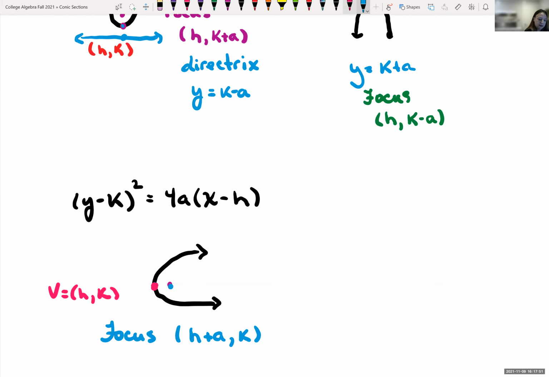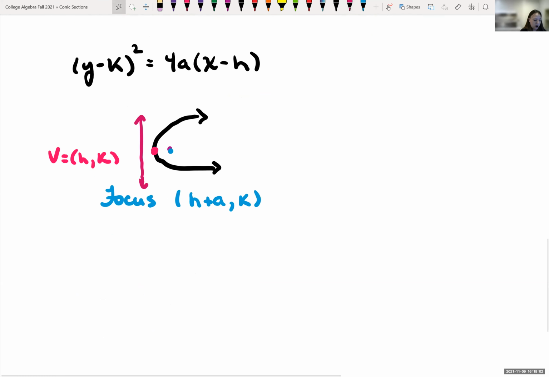The directrix, that is a line that the parabola is facing away from. And in this case, this is a vertical line. So remember, vertical lines are always in the form of x equals. And we can get to this vertical line, right? That's the x value. I'm going to subtract a from my x value of my vertex. And so it's going to be h minus a. It's my directrix.